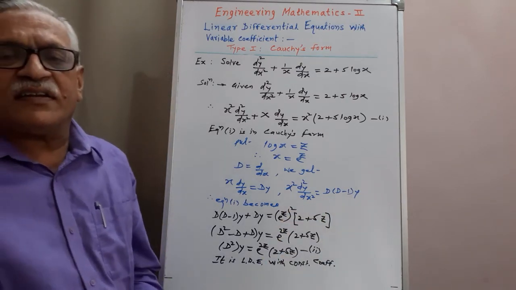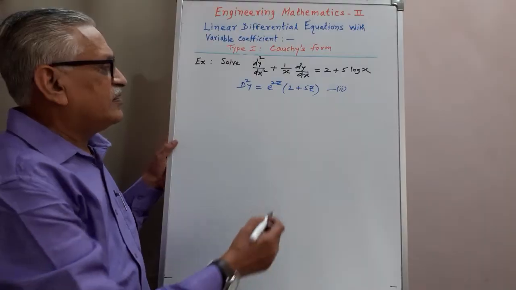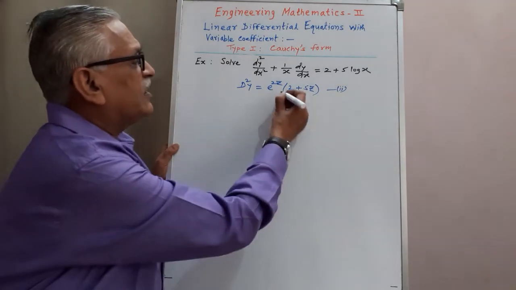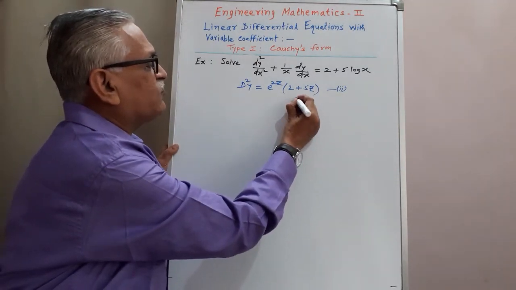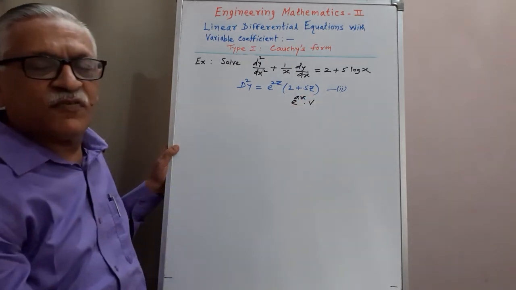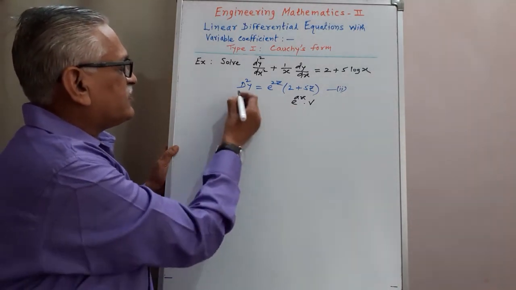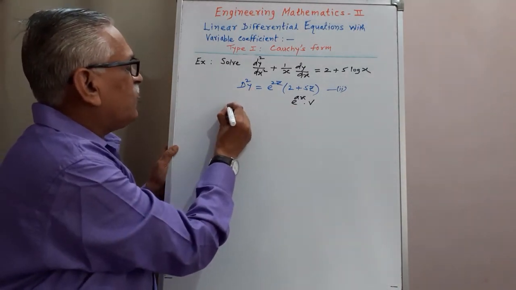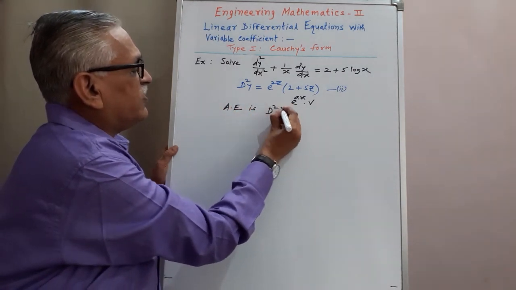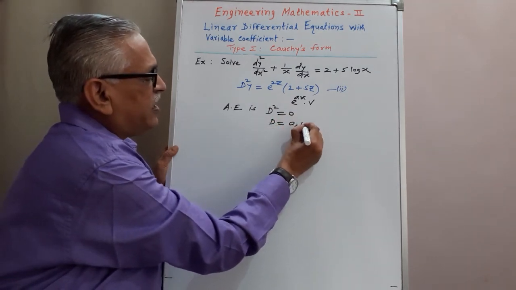To solve it, we require to find the CF and PI. Therefore, D square y is equal to e raised to 2z into 2 plus 5z. The term on the right hand side is in the form of e raised to a x multiplied by V. Therefore, we apply the technique of finding the PI for this case. First step, to find CF, the auxiliary equation is D square equated to 0. Roots are D is equal to 0 and 0.